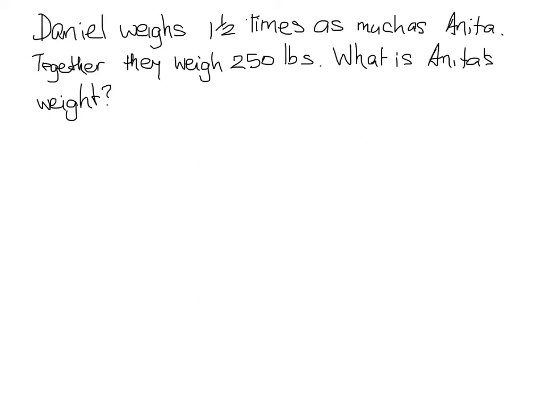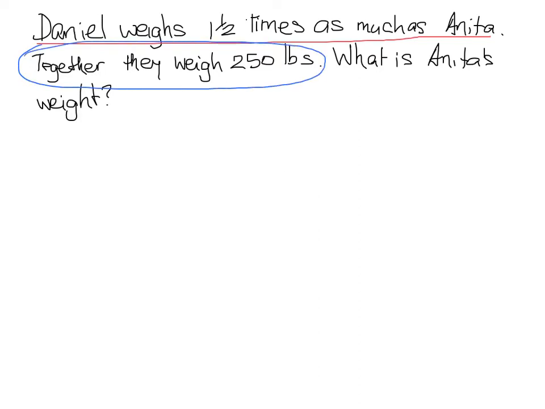Well, we know that Daniel weighs 1.5 times as much as Anita. And we also know that together, these two, this guy and this girl, weigh 250 pounds. What do we not know? Well, we don't know Anita's weight or Daniel's weight. All right, so it might seem weird that you want to go through and say, oh, what do you know, but that's going to be important later on.